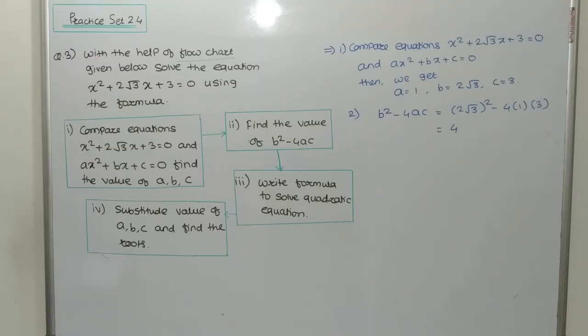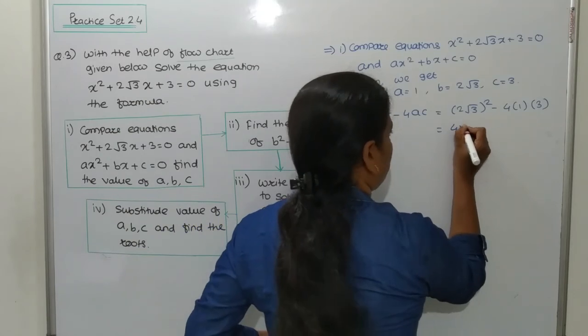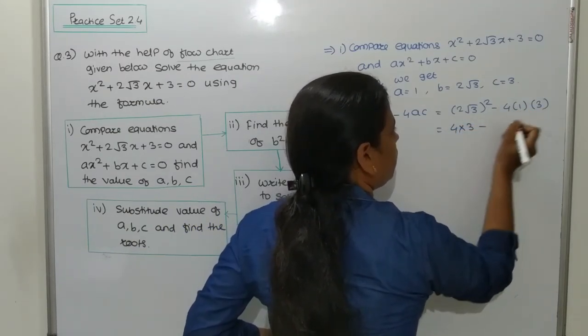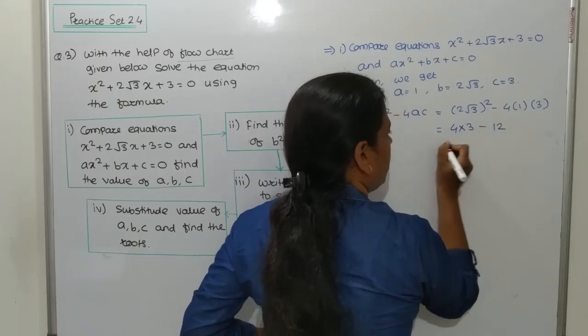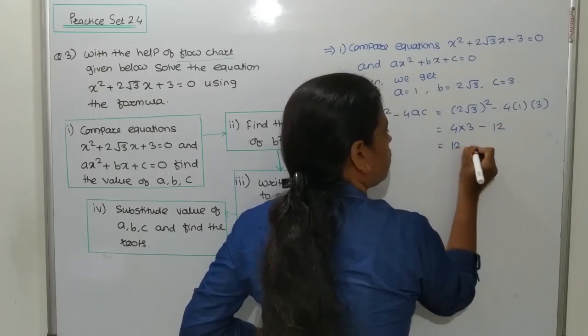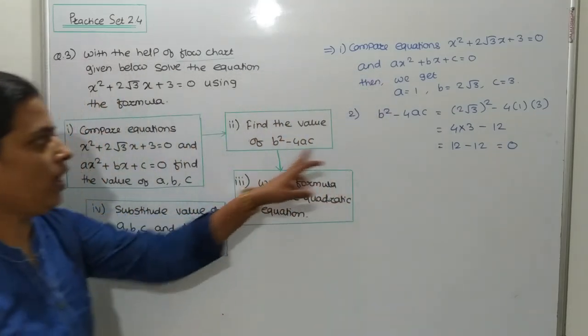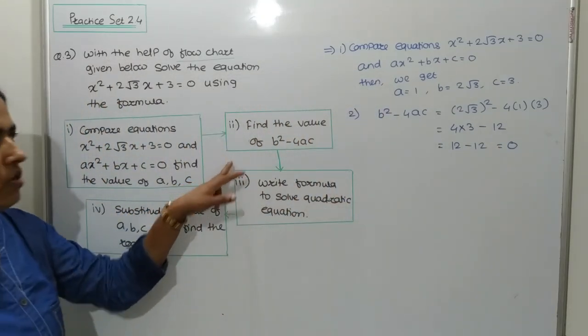Then what do we get? We get 3, multiplied by 3. Minus 4 into 1 is 4, 4 into 3 is 12. So 4 into 3 here is 12. So 12 minus 12, we get 0 here. That means we have completed step number 2 also.